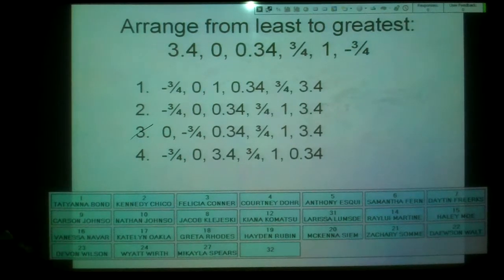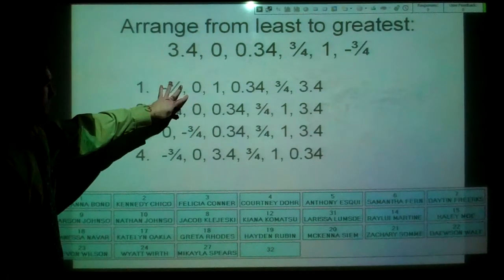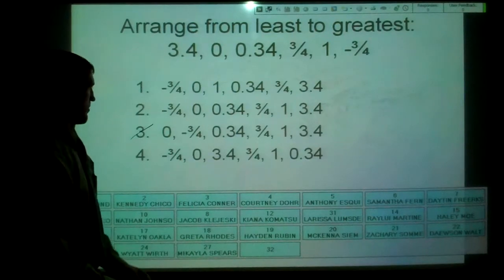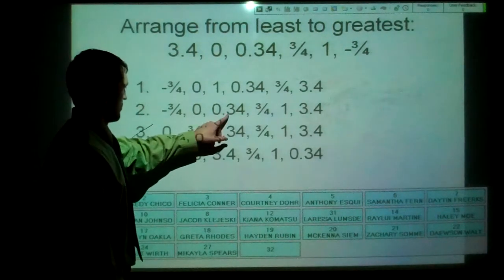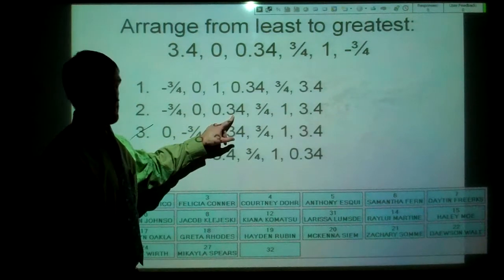Okay? But we only have one negative number here. So it has to be negative 3/4 and then 0, which all of these follow. But then we got to look at our decimal numbers. 0.34, that is less than 1. That's not exactly 1.